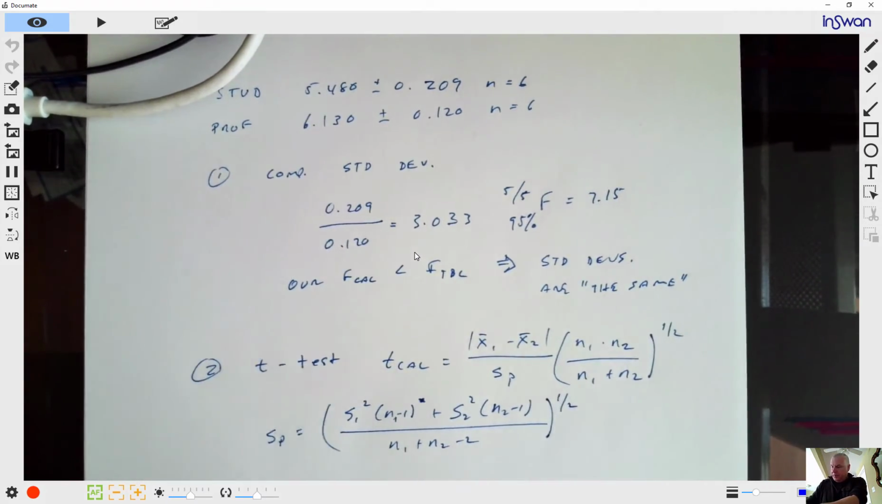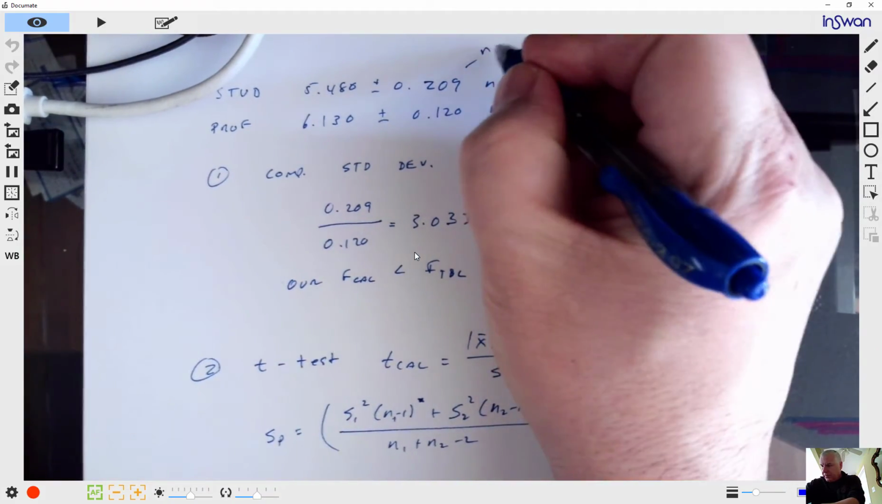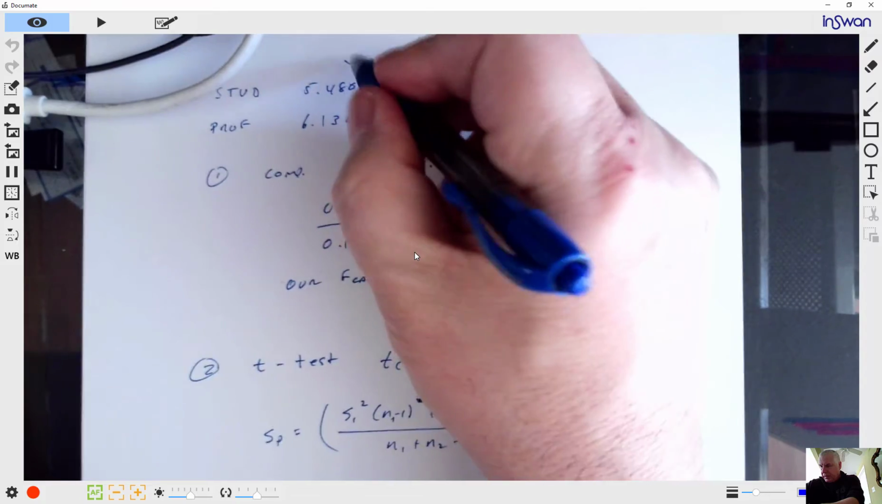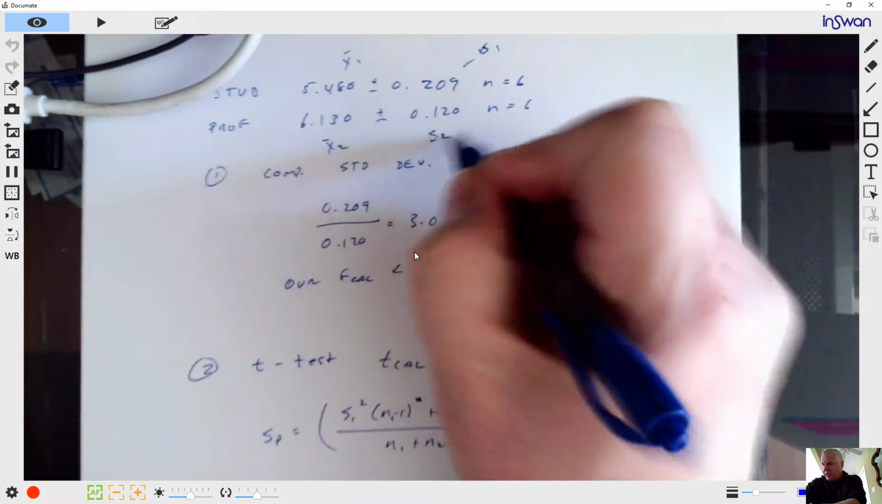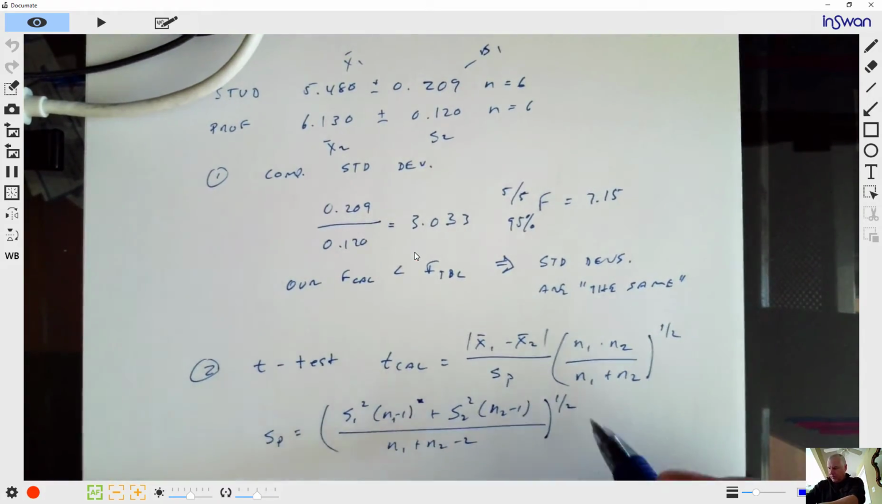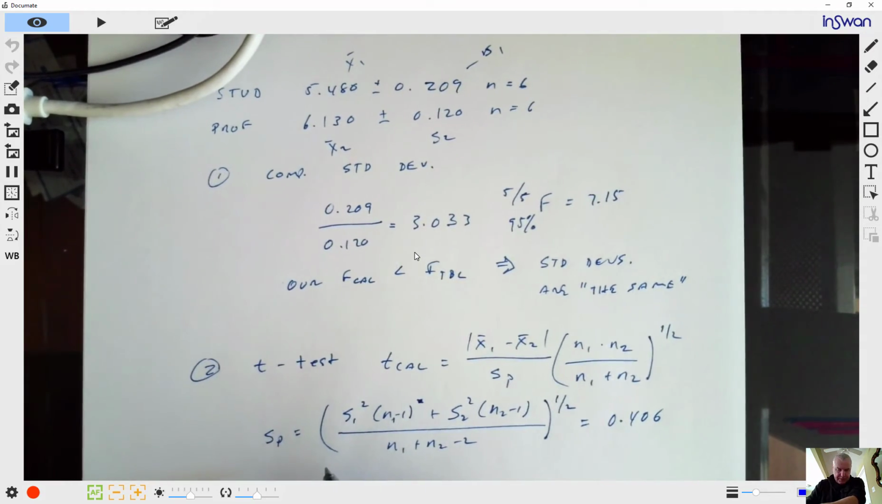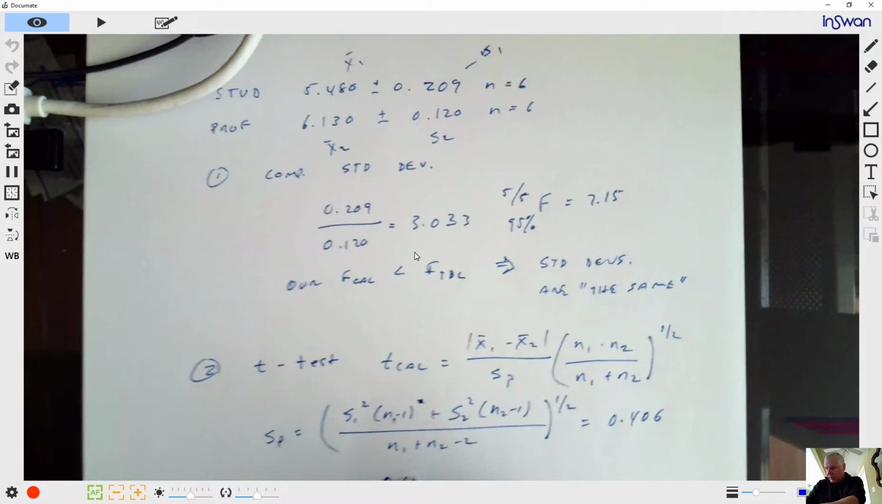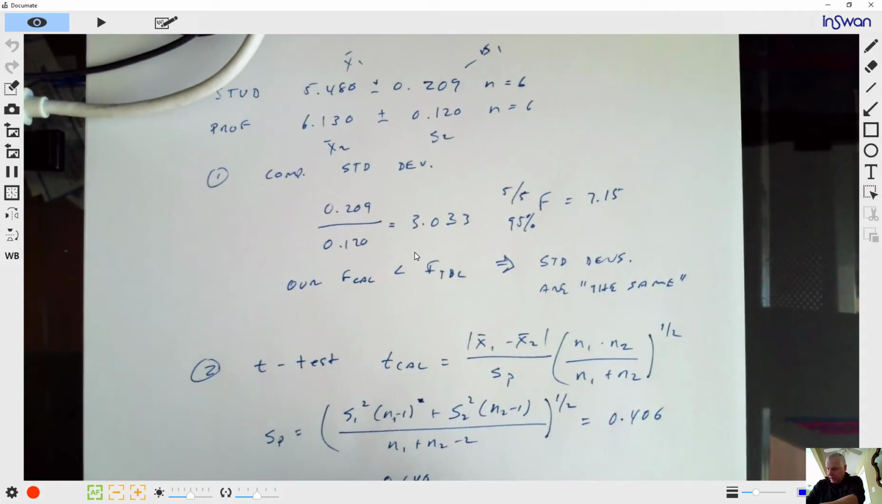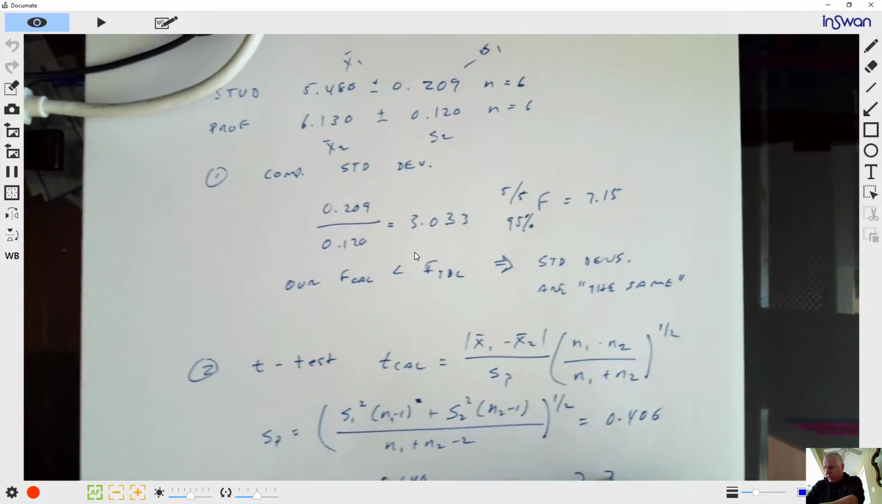And so this is S1, this is X bar 1, this is X bar 2, this is S2, right? So we substitute them in there, and S pooled comes out to 0.406, and we put that in the denominator, and we get T cal is equal to 0.640 divided by 0.406 times, this mess here is 1.73, that is equal to 2.77.